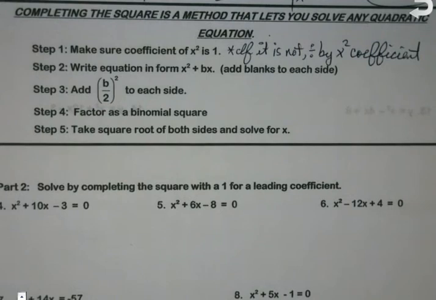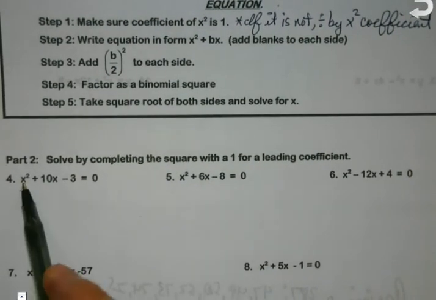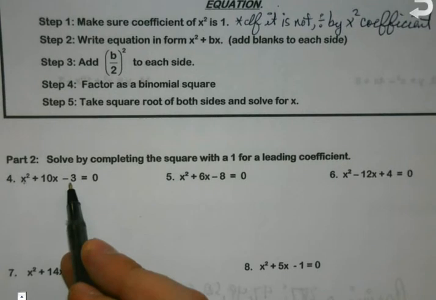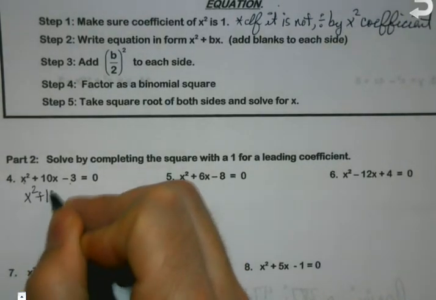All right. So we're going to write the equation in the form x squared plus bx. Now here's what that means. We're going to do the first one while we're going down the steps here. Coefficient's 1 by x squared, so step 1 check. Write the equation in the form x squared plus bx. In other words, we just want the x terms together. They're a little snotty. If you don't have an x, you need to get out. So, minus 3, out. Off to the other side with you.